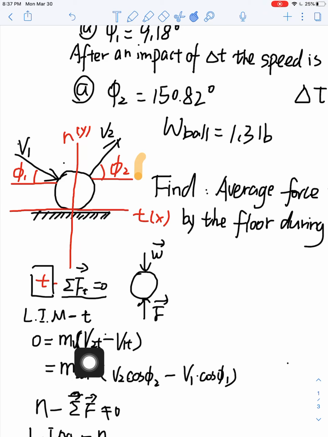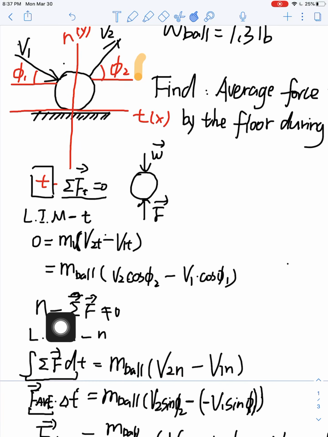Therefore 0 equals m times v2t minus v1t. As you see here, I use v2t and v1t to represent the velocities in t direction because we applied our linear impulse momentum only in t direction. But this equation doesn't tell us much, so we need to move on to the linear impulse momentum in n direction.